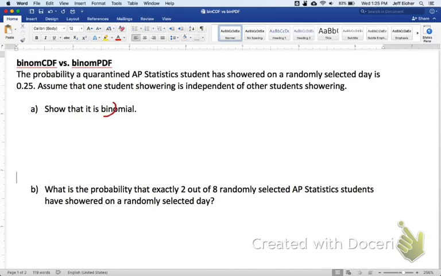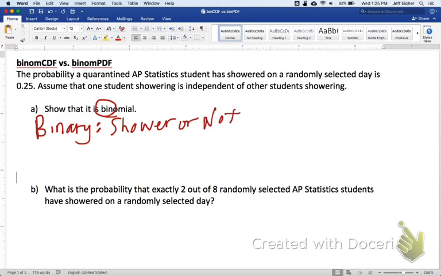To be binomial, we have BINS, so binary. This is a binary situation: it's either they've showered or not. We'll define success as showering, and failure as not showering. So there should be clearly defined success and failure. Independence: we were told to assume that one person showering is independent of another, so that's good.